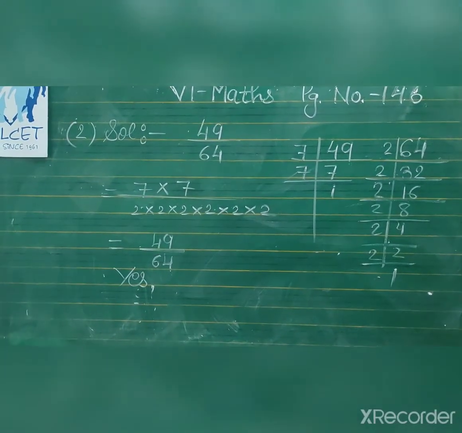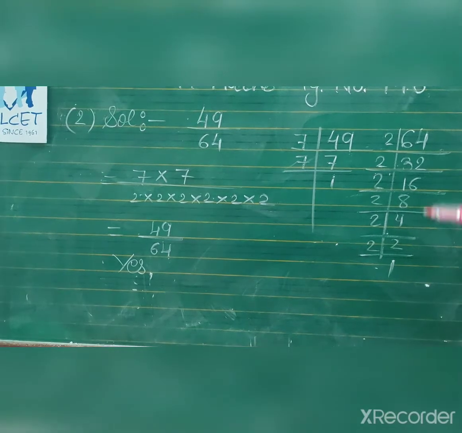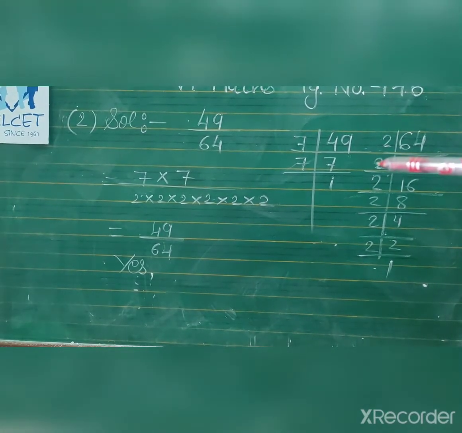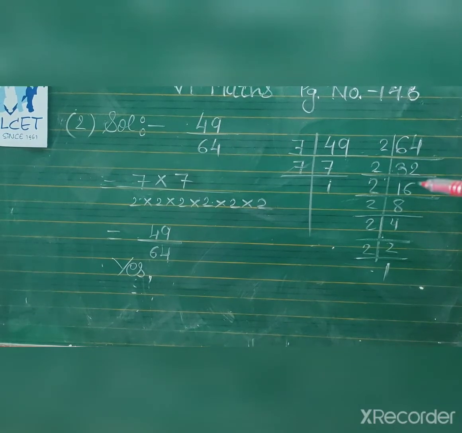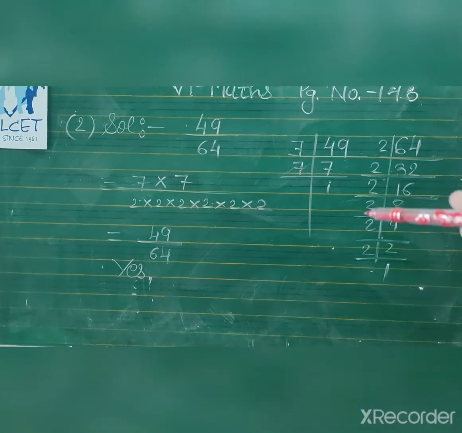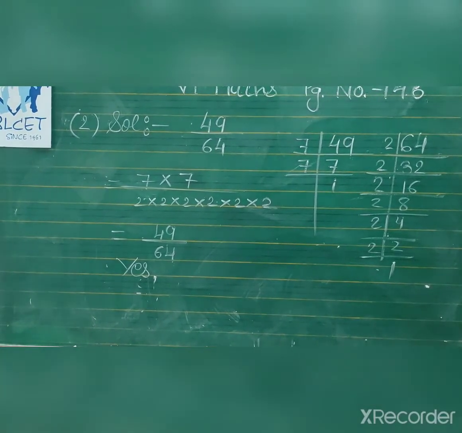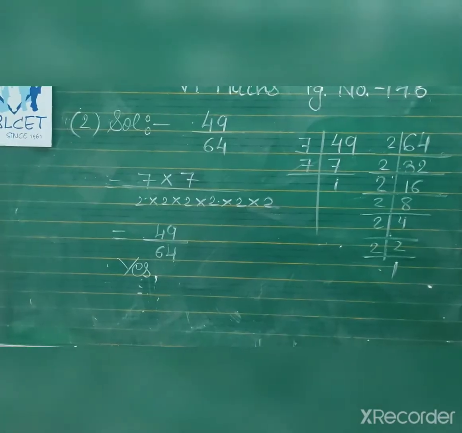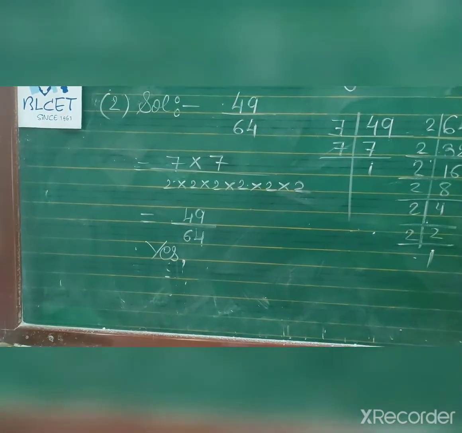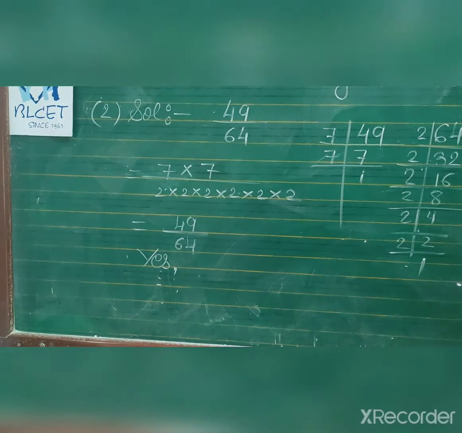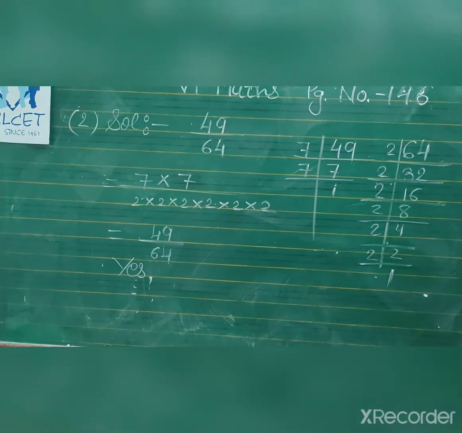See here, 49 is directly divisible by 7. 7 7s are 49, and this 64 divided by 2 is 32. Then 32 divided by 2 is 16. 16 divided by 2 is 8. 8 divided by 2 is 4. 4 divided by 2 is 2. 2 1s are 2. So you can see here in the numerator and denominator there is no common factor. So again we write 7 7s are 49 and 64. So yes, 49 upon 64 is in its simplest form. Clear?